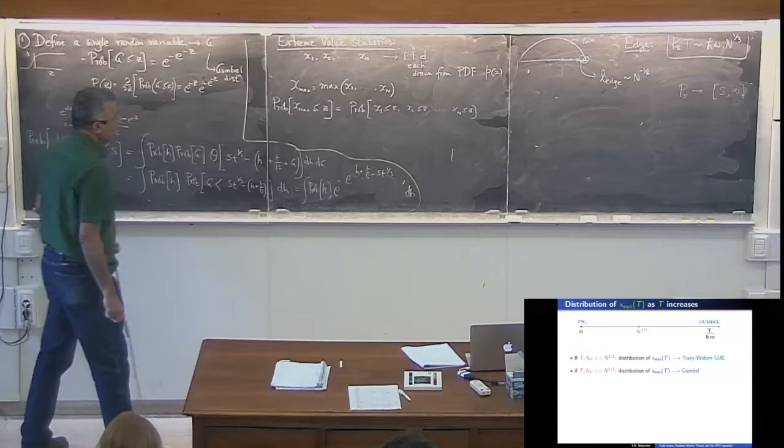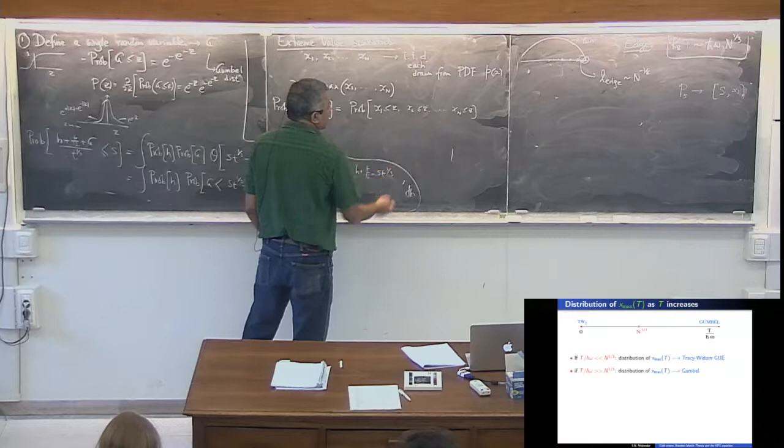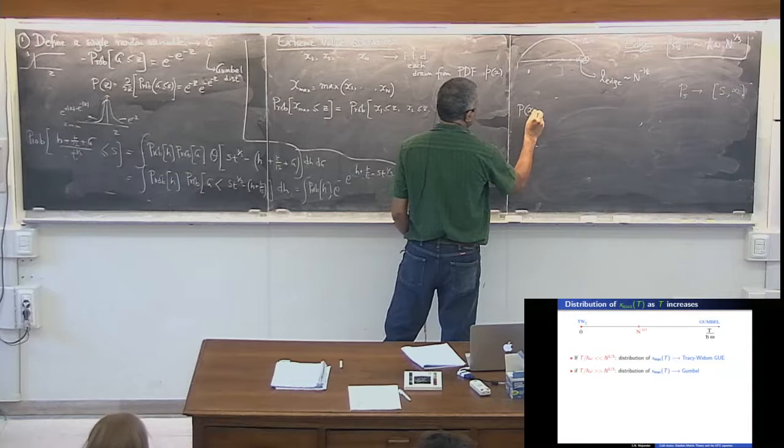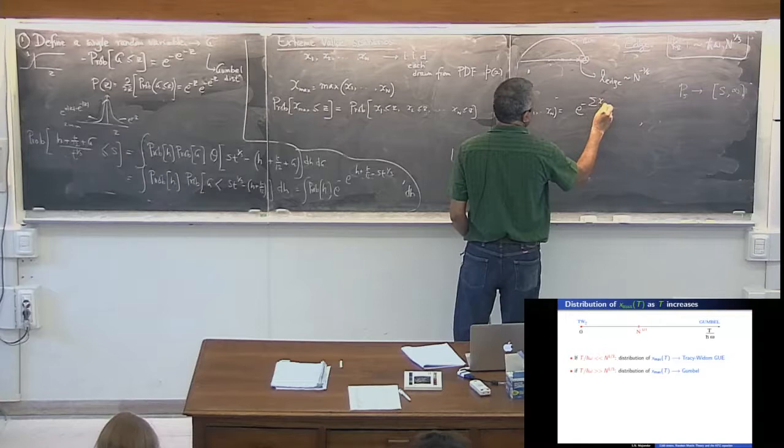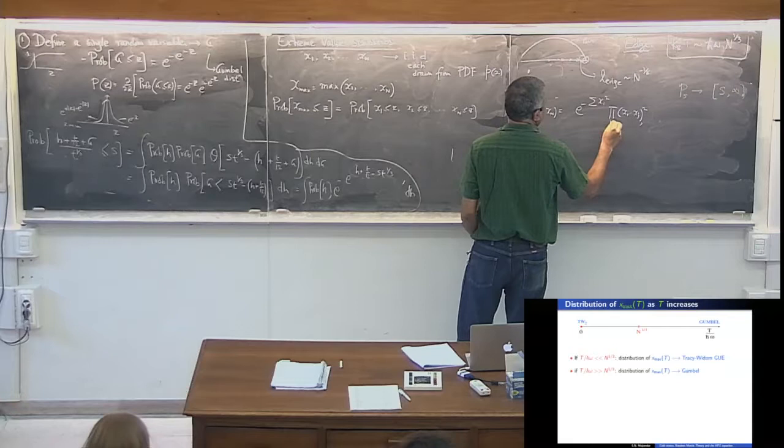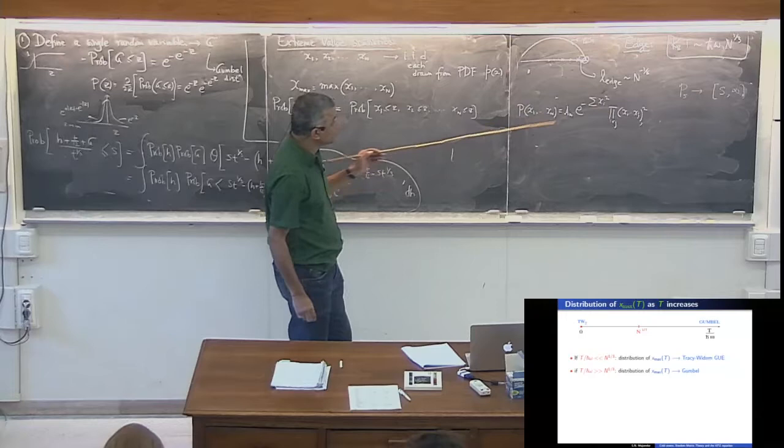And this is the crucial point. If these variables were correlated, I couldn't do anything with that. For example, in the RMT case, remember that in the RMT the joint distribution of these guys was exponential minus xi square. They are correlated, so I cannot write them as a product of independent random variables.